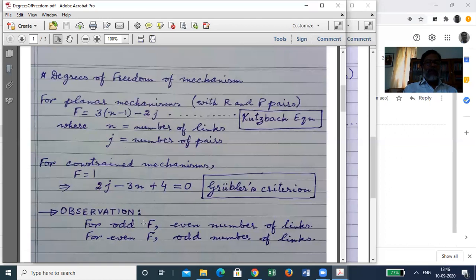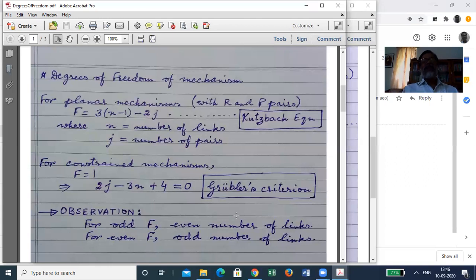So you find that for odd number of degrees of freedom, number of links must be even, and for even number of degrees of freedom, the number of links must be odd. And this gives you a first-hand idea of what the number of degrees of freedom cannot be.